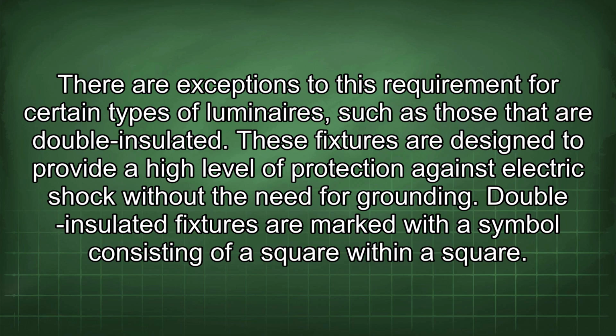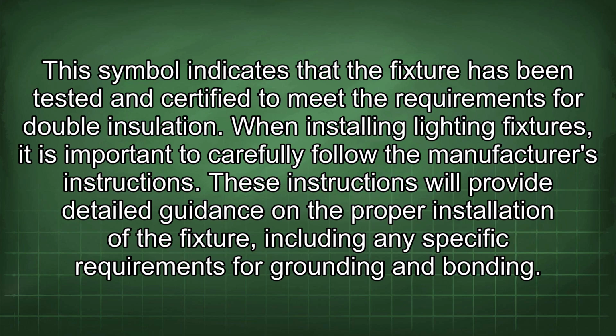Double insulated fixtures are marked with a symbol consisting of a square within a square. This symbol indicates that the fixture has been tested and certified to meet the requirements for double insulation.